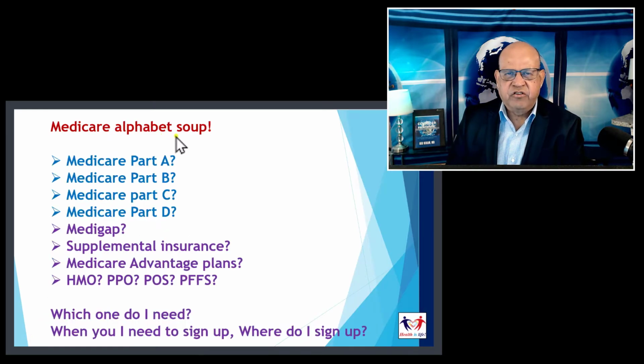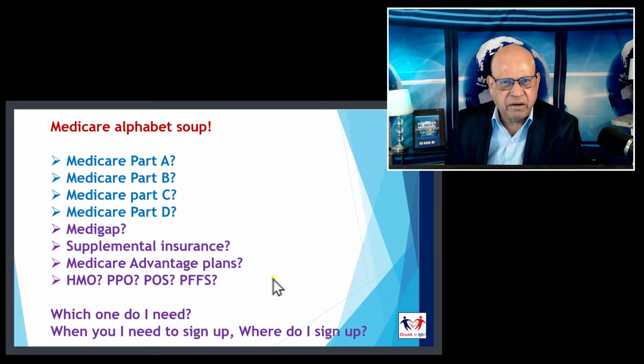Medicare insurance is like an alphabet soup. We got Part A, Part B, Part C, Part D, MEDIGAP, Supplemental insurance, Medicare Advantage plan, HMO, PPO, point of service, PFFS, MAPD, and PDP. What do all these things mean? Don't worry, we will try to resolve all these things step by step.